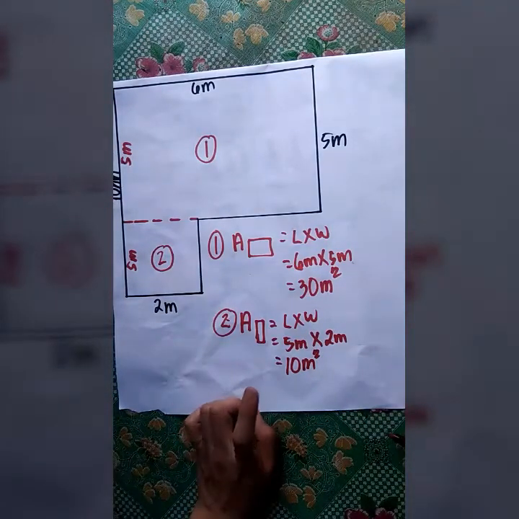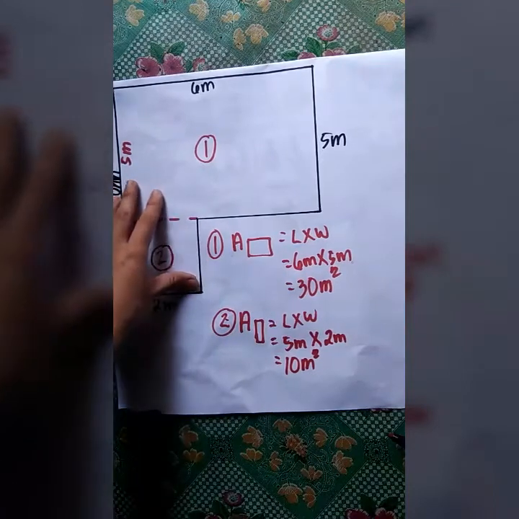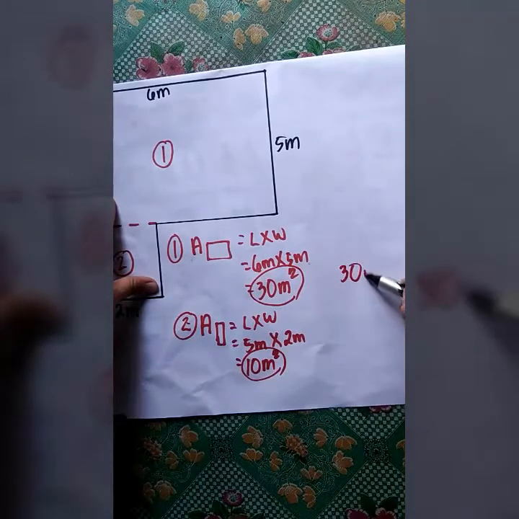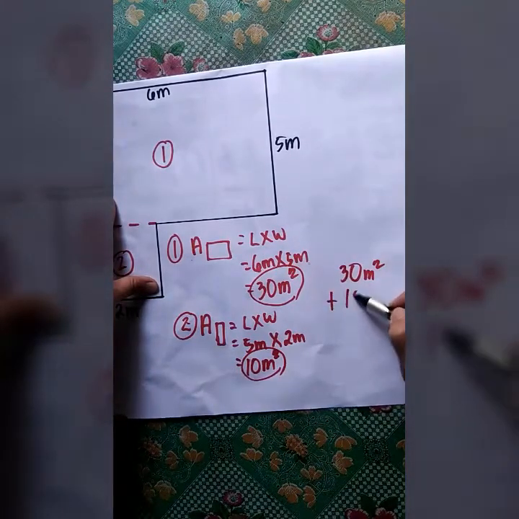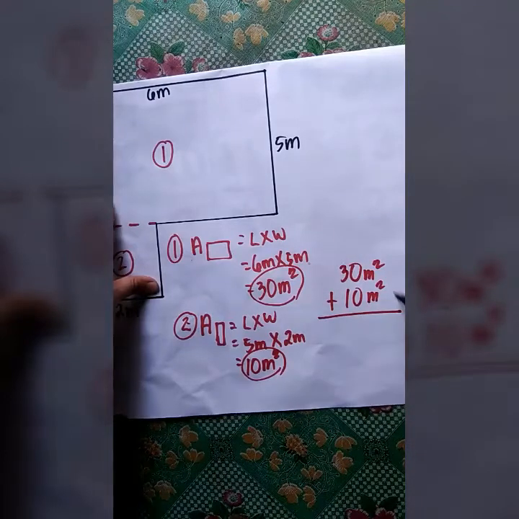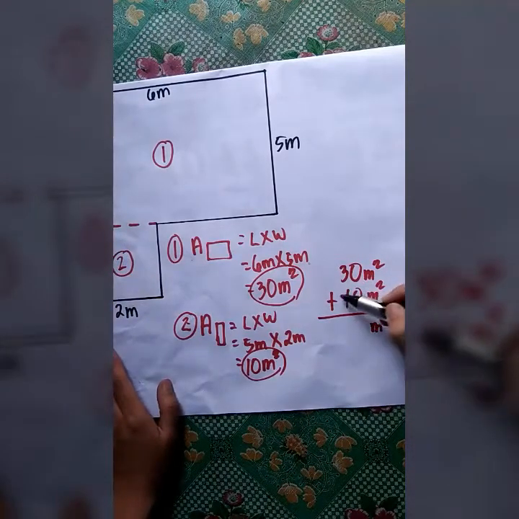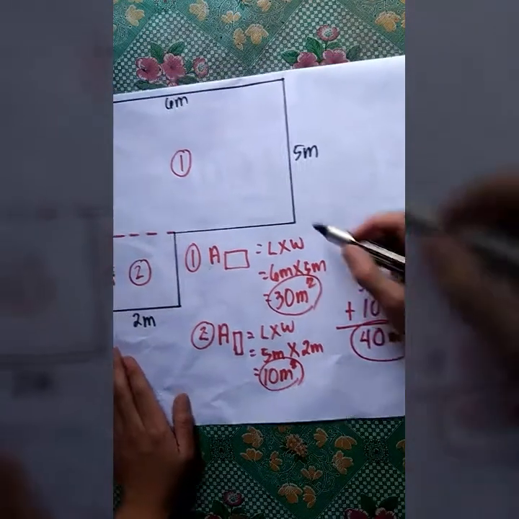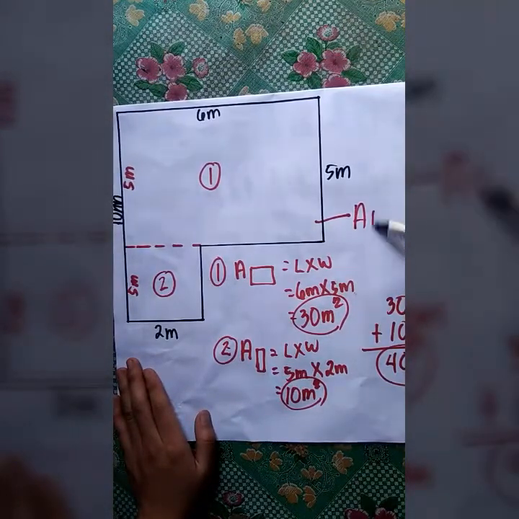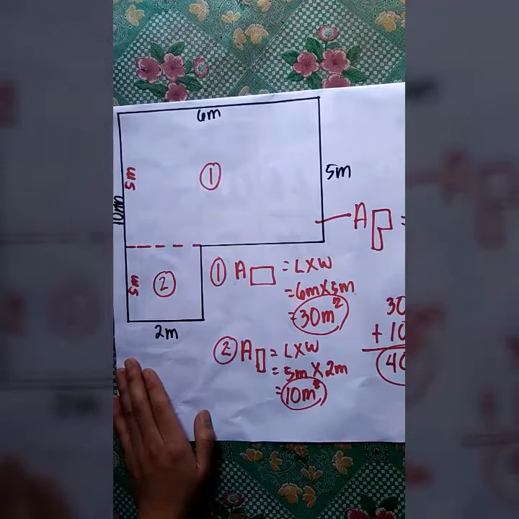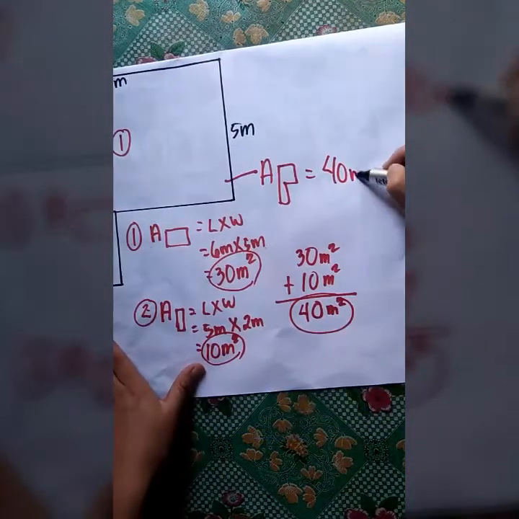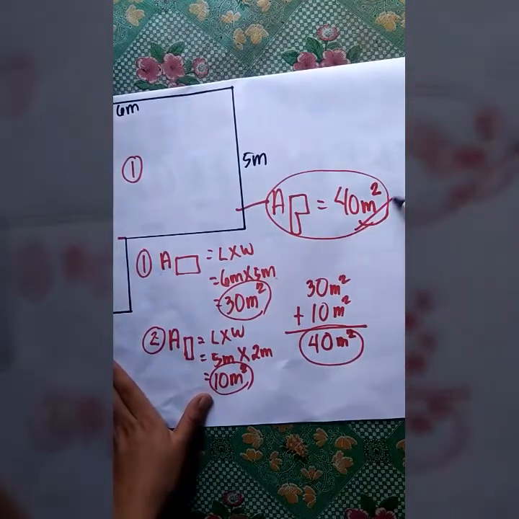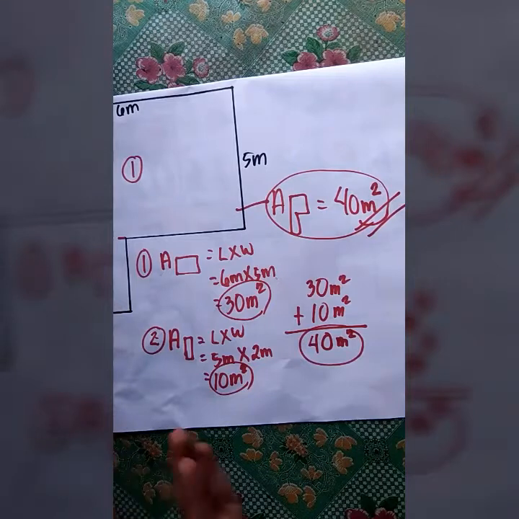To solve for the total area of this composite figure, we are going to add these two together. So that is 30 meters squared plus 10 meters squared. 0 plus 0 is 0. 3 plus 1 is 4. Therefore, the area of this composite figure is 40 meters squared. If your answer is 40 meters squared, give yourself 2 points. Very good.